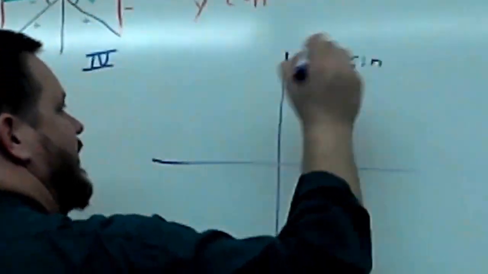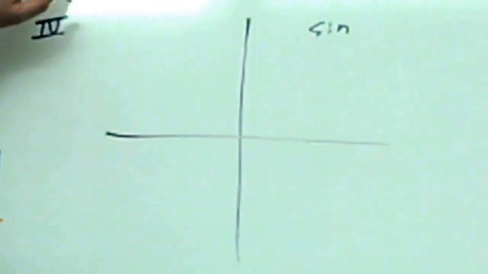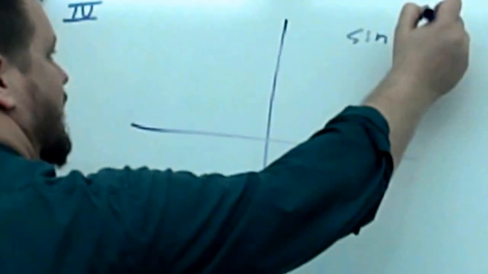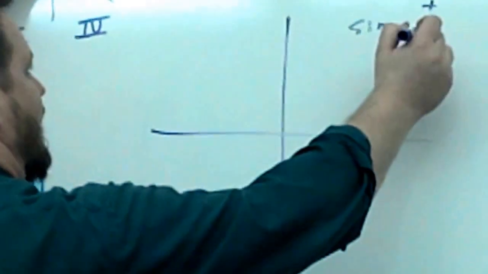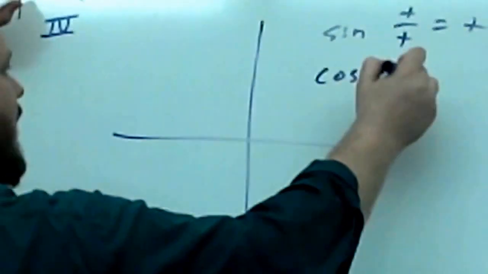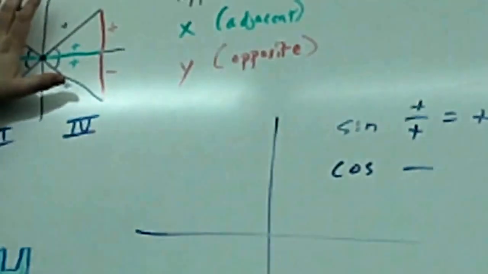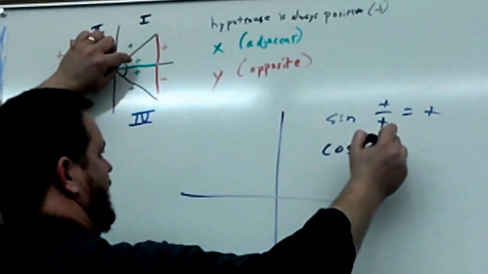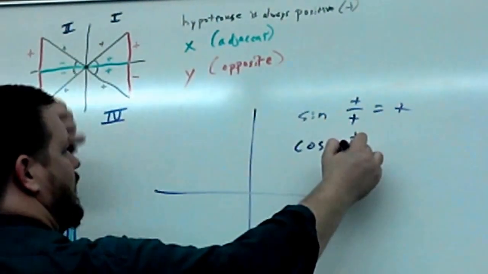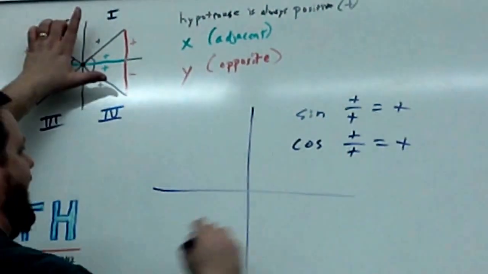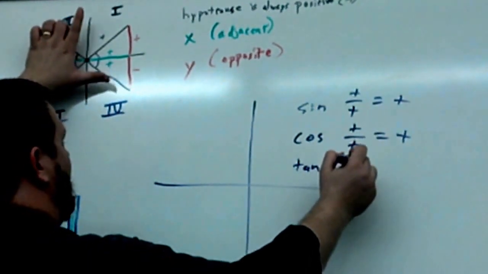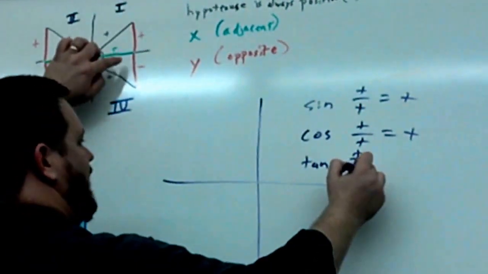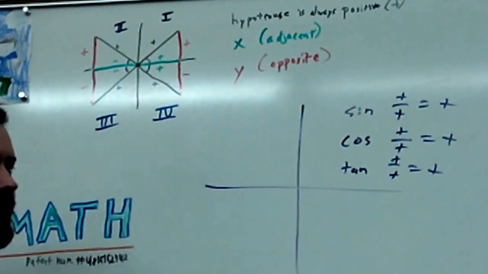Alright, that's great. Sine is opposite over hypotenuse. In quadrant 1, does that leave us with a positive or a negative? Positive, because we have the opposite over hypotenuse, which gives us a positive. Now, cosine is what over what? Adjacent over hypotenuse, so that's green over black, and that gives us a positive. And tangent is opposite over adjacent, which also leaves us positive.